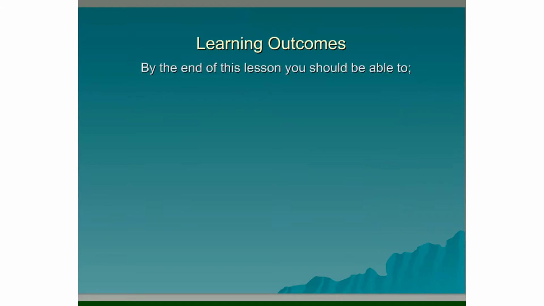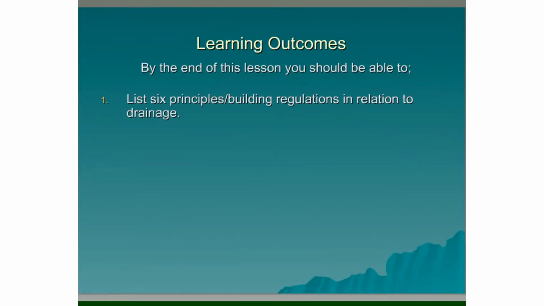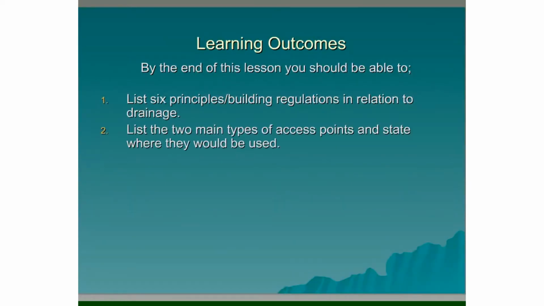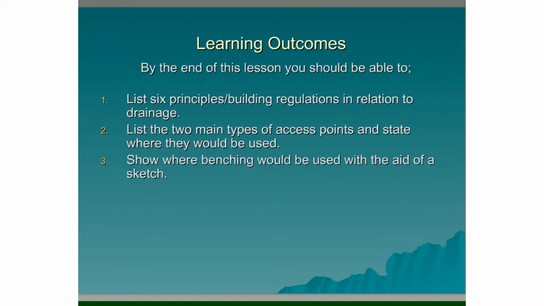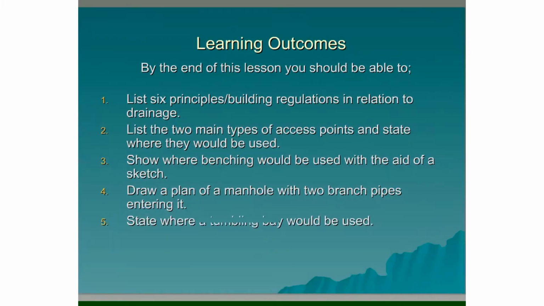Learning outcomes. By the end of this lesson, you should be able to list 6 principles or building regulations in relation to drainage. List the 2 main types of access points and state where they would be used. Show where benching would be used with the aid of a sketch. Draw a plan of a manhole with 2 branch pipes entering it. And state where a tumbling bay would be used.